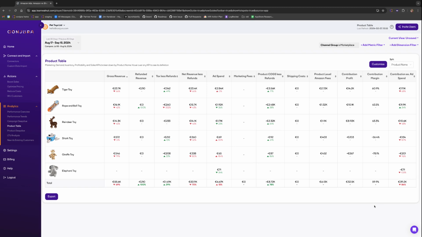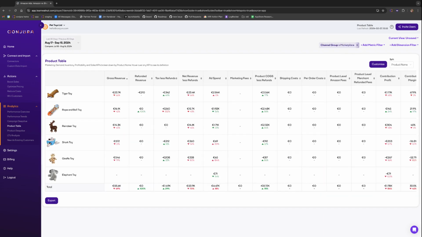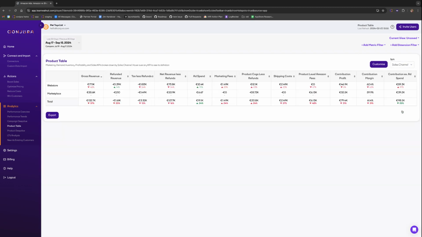So the last time we did this was to find our most profitable products on Amazon, to prioritize those ones, but you can go the other direction as well to find everything with a negative profit, for example. I will switch back to that higher level view now. So I want to see my cost breakdown at a channel level again. I'll just remove these filters and switch this split back to sales channel.